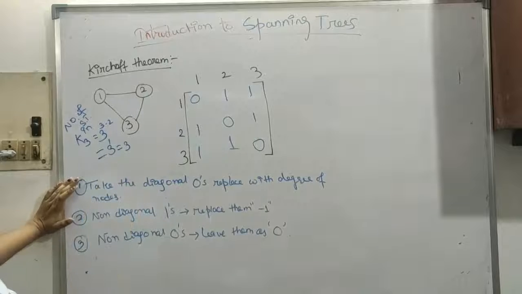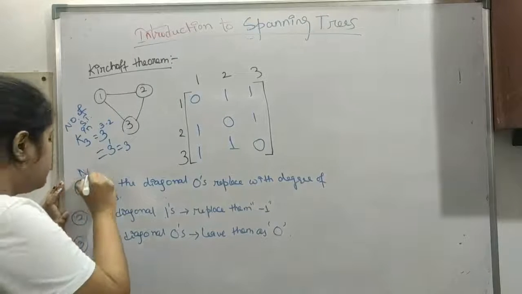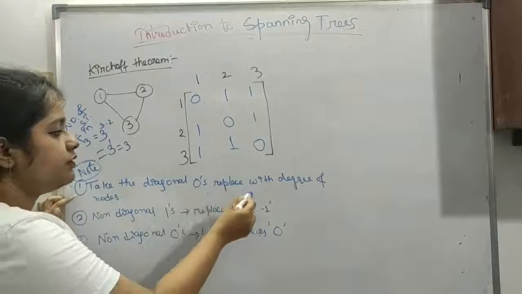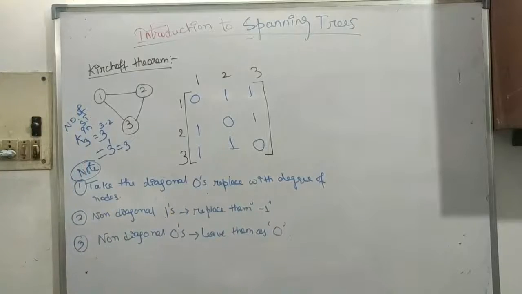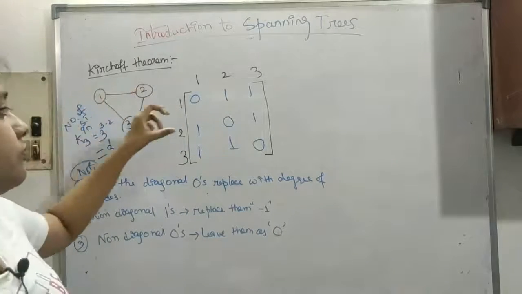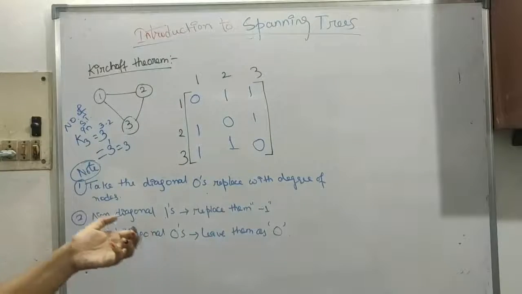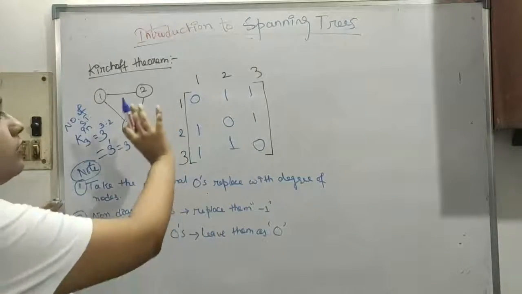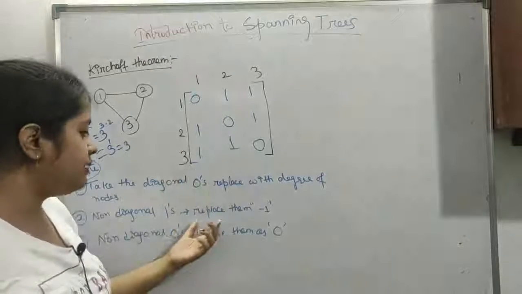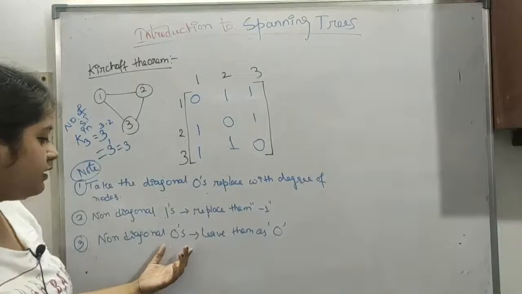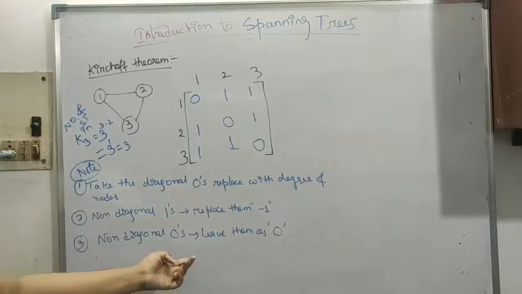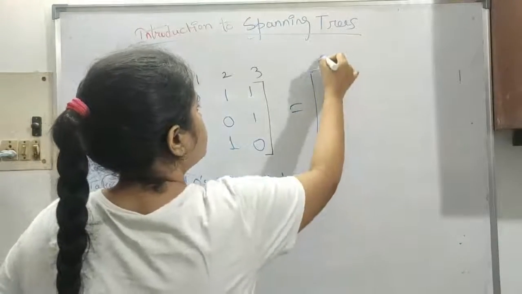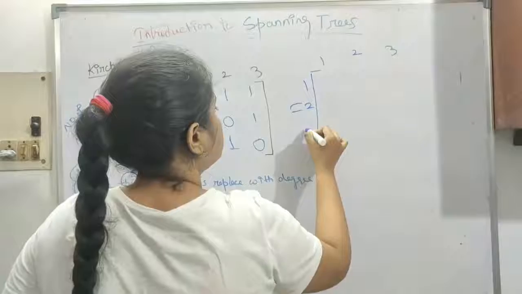We have to change this adjacency matrix to something else. So please make a note of it, this is important. Take the diagonal zeros and replace them with the degree of nodes. So the diagonal zeros are taken and changed with the degree of nodes present. Firstly we will change this, and then the non-diagonal ones, we'll replace them with -1, and non-diagonal 0s we will leave as 0 only. So now our new matrix is coming as 1 2 3 by 1 2 3.